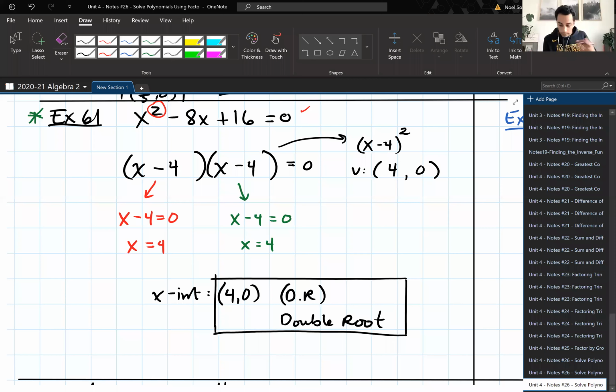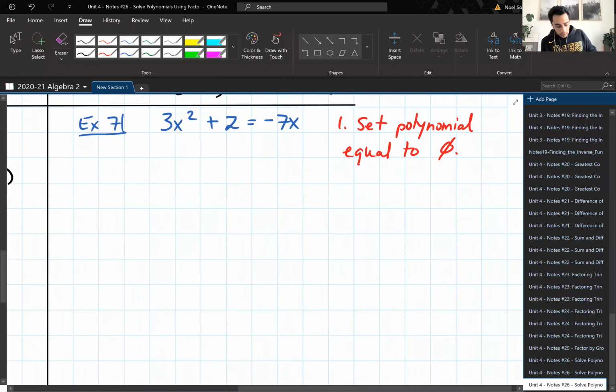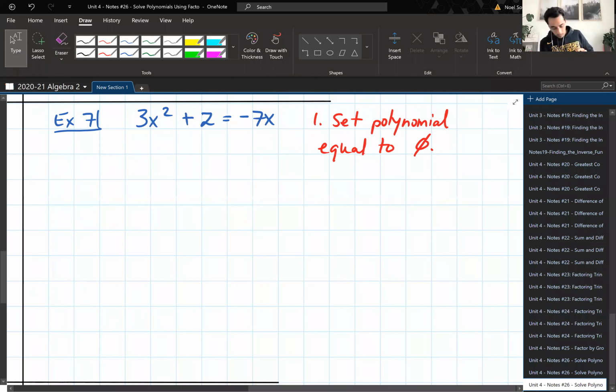All right, so I'm going to take a little break. I'm going to give you guys a chance to practice here, okay? Follow my hint: set the polynomial equal to 0 first. See if you can get through this one. I'll give you a few minutes and then we'll check back and review answers.